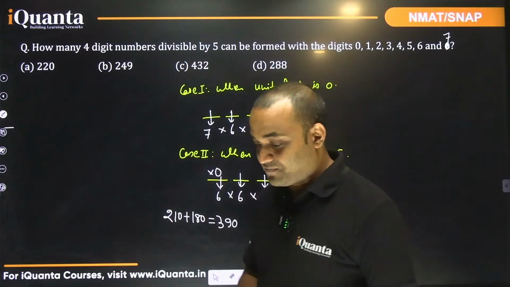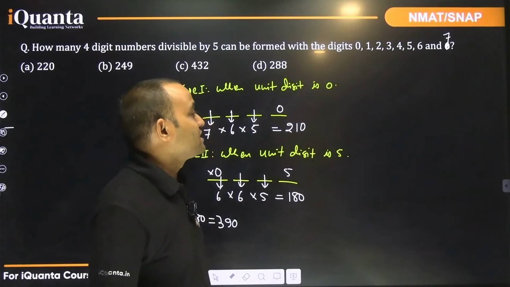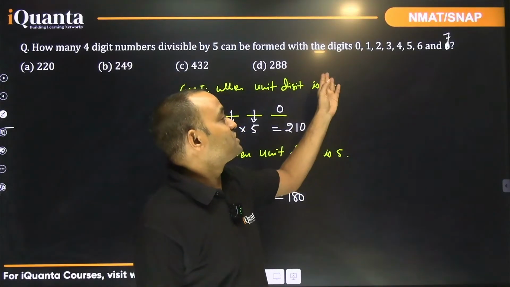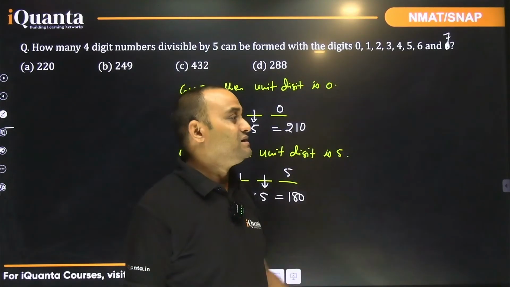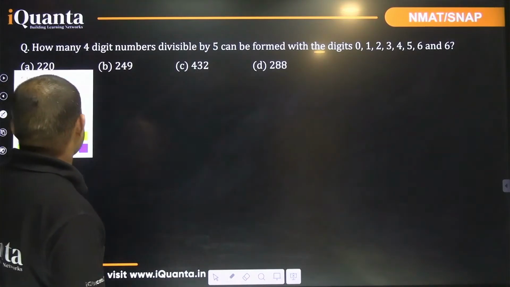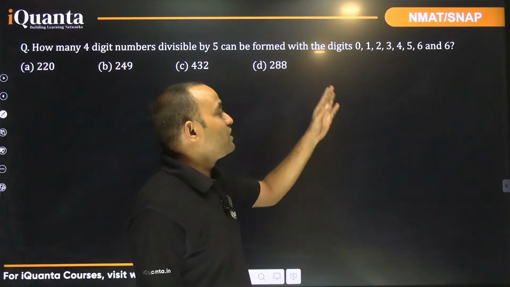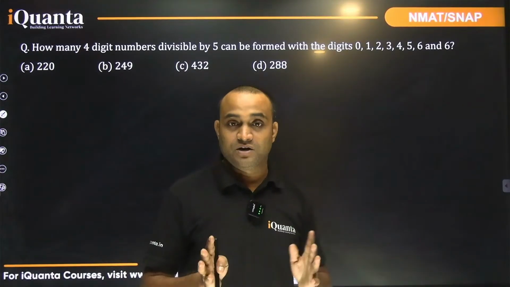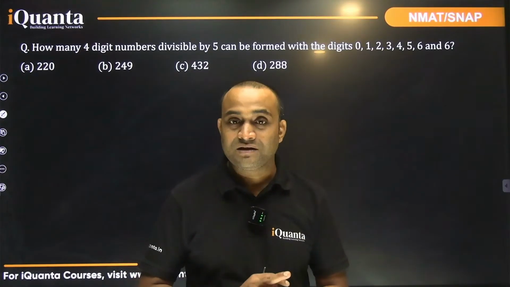Paris, yes, it's not mentioned, but using the digits 0, 1, 2, 3, 4, 5, 6 and 6, for this it will be 390. But let's say if it is 0, 1, 2, 3, 4, 5, 6 and 6, so only 6 is being repeated. Only 6 is being repeated.